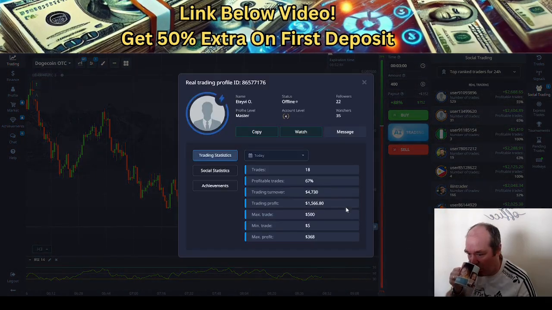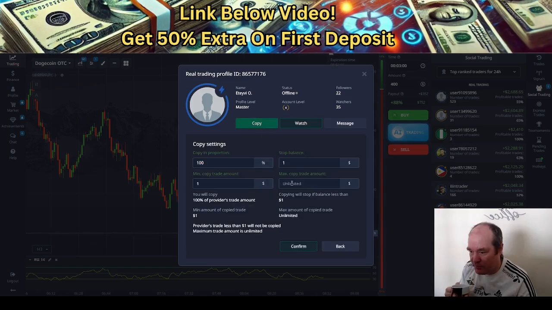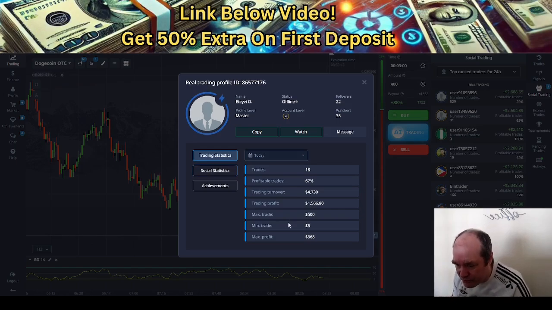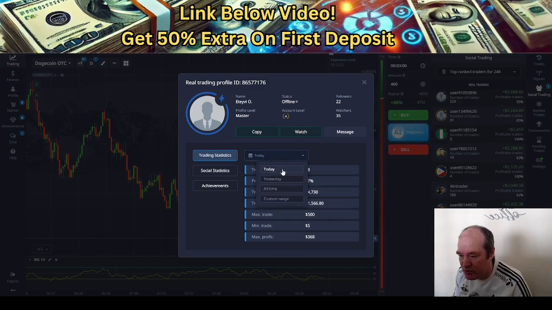Let's check this one. Okay, made some profit today. Let's take all time. 2,856. Okay, I think we can try this one here. Let's go back. The average trade, let me see. Max trade 500, mean trade 50. Okay. Let's do like this then.